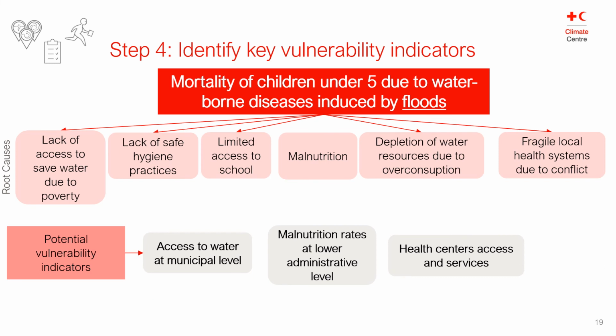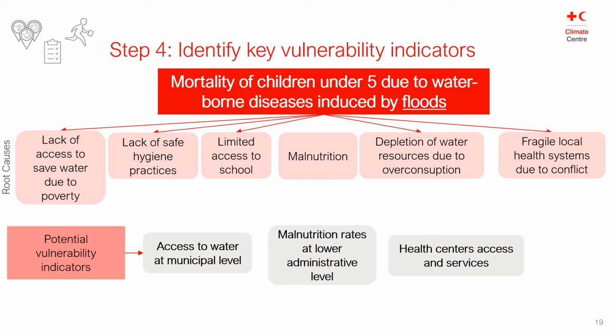Now, I'm going to take you to an example of what it means to do all this process to get the key indicators that we need for our system. So this is the example of the mortality of children under 5 due to waterborne diseases induced by floods. So first we do an analysis. What are the root causes? What has produced or induced that particular disaster impact?